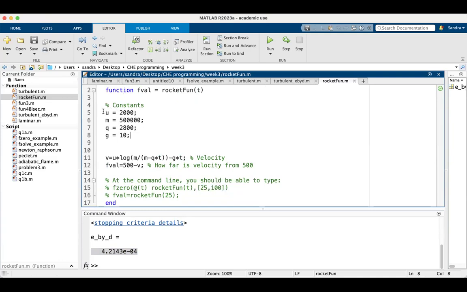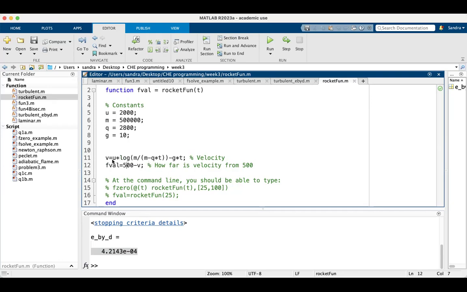Now for the equation, first of all, list all the constants that have been given: u, m, q, and g. All of this has been given to you. Now rearrange this equation. How do you rearrange this equation? V is equal to u log m divided by m minus qt, minus gt. This is the equation, right? But you have to equate it to 0. So what do you do? Take v to the other side.